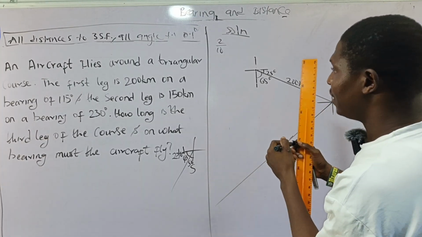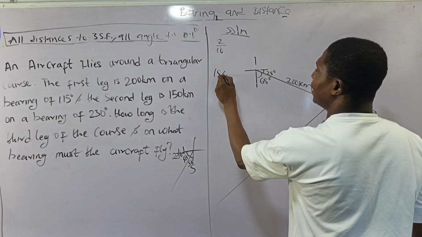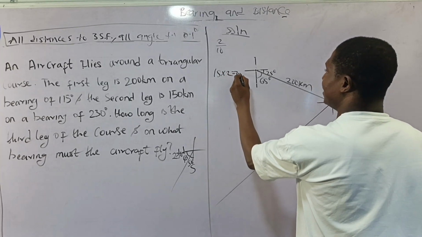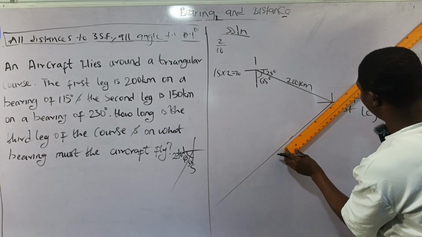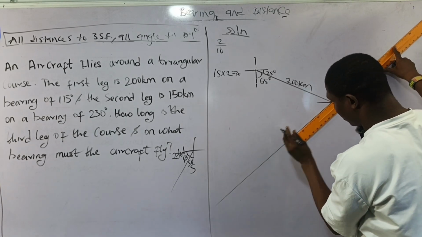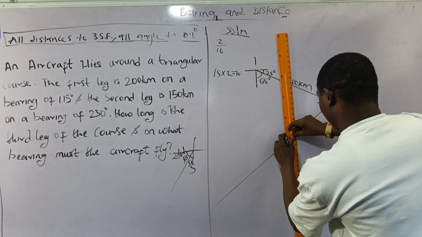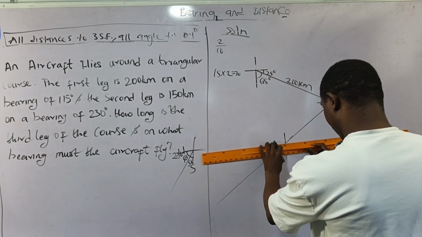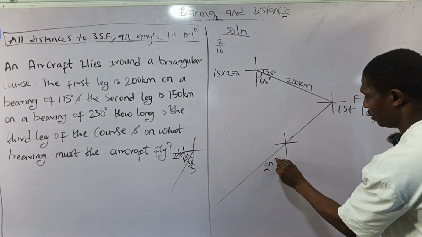Now I've done that. The second is what? 150. So 150 divided by 10 will give me 15. Times 2 will now give me what? 30. So I'll mark out 30 so that my triangle will be reasonable. So this is my 30. You can see it here. It's my 30. So therefore, this is my second leg.